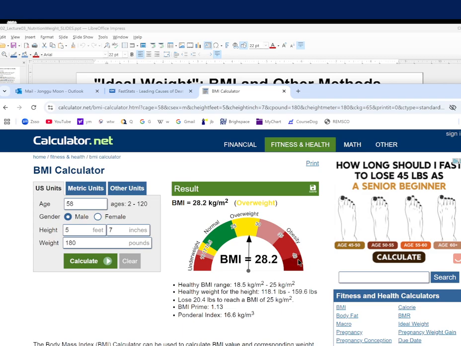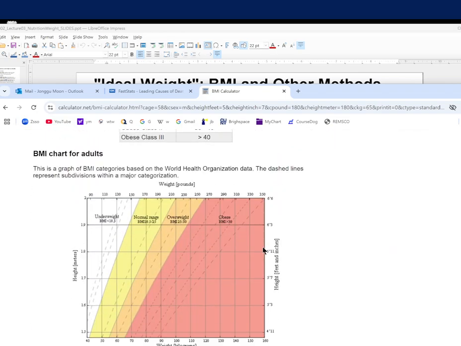But over 40, the immediate risks to health for people with a BMI over 40 now justify the risks of major surgery for gastric bypass. But anyway, here I am, 28, which is more or less what I get on the other websites. So good. I guess this place is not that far off.